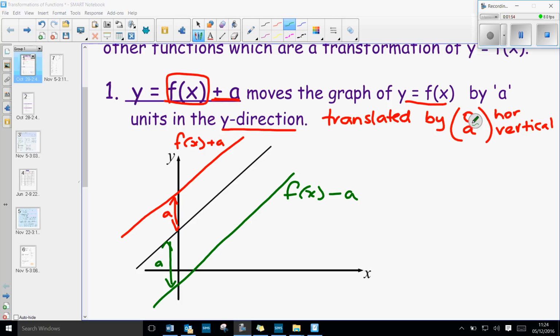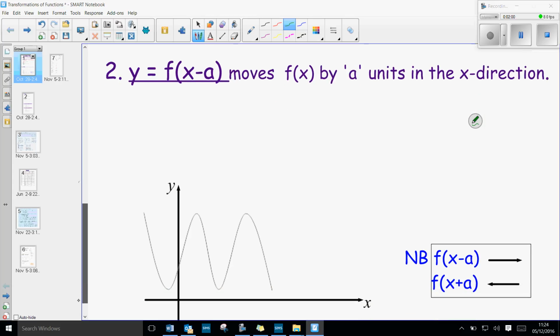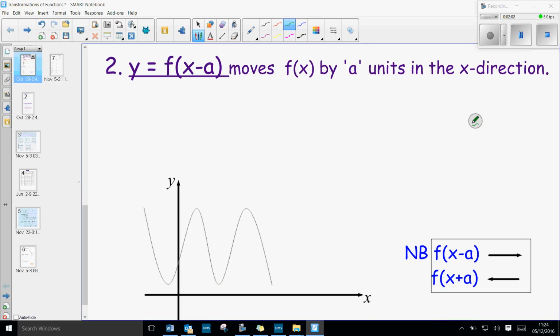Okay, so next one. Do we know what kind of graph this is? Have we seen this before? Is this cosine? Sine or cosine, yeah, lovely. You should have met these originally at GCSE. We're going to look at them in more detail later on. But these transformations happen to any function.